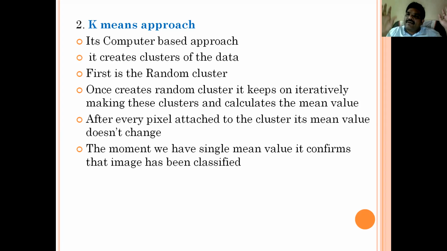Classes means water body, forest, urban body, then road network, soil, like that. All the clusters are initially formed randomly. Based on the resolution of those clusters, all the pixels are named with respect to cluster name, class name. Once the mean value of every cluster is constant, not changing, it confirms that the image has been classified.